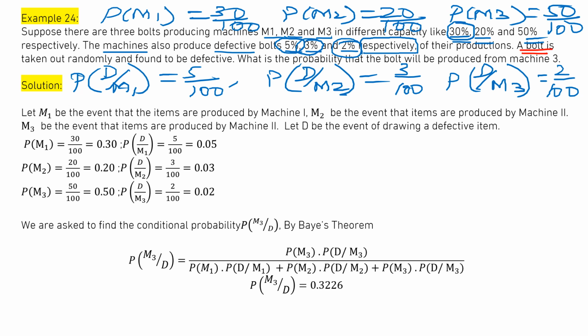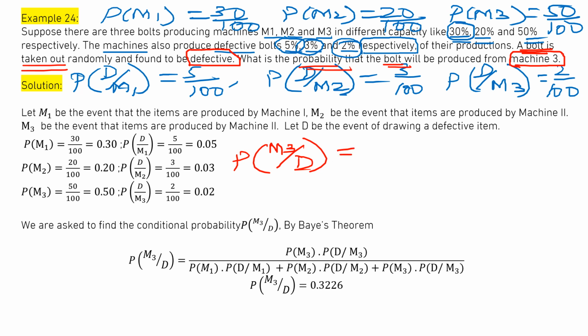A bolt is drawn at random and it's found to be defective. So now you have already chosen one defective item. So write the event in the denominator, because as per conditional probability, whatever is in the denominator has to happen already. What is the probability that this defective bolt will come from machine 3? So that means you have to write M3 on the top.